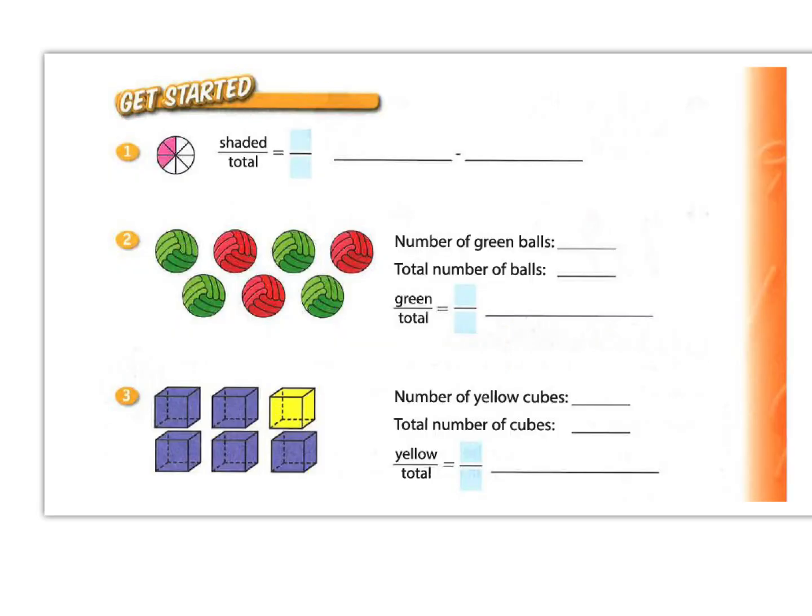All right, so getting started. We did this in the last lesson. We have shaded over the total as the fraction. The numerator is on top, denominator on the bottom. So shaded, we have 1, 2, 3, so we'll put 3, and then our total is 1, 2, 3, 4, 5, 6, 7, 8. So we would write that as 3/8.